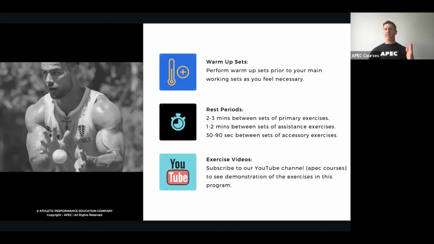The rest period then is 2 to 3 minutes between sets of the primary exercise, 1 to 2 minutes between sets of assistance exercise, and somewhere between 30 to 90 seconds between sets of accessory work at the end of our program. All of our exercises then, guys, we keep them on YouTube, because not everyone we program for is with us in a face-to-face capacity. Not only athletes that we program for, we do it online as well, and we can't always get to them. So it's a good tool to have the programs and the exercises that you're prescribing held online for the people that you work with.